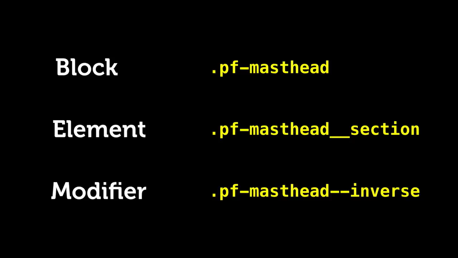A block is the primary block of your component, which, for example, is PF masthead in this case. An element is a child of this main component, in this case, PF masthead section, and is divided with 2 underscores. And then a modifier is a modifier of the styles of your component, such as, for example, PF masthead inverse, which has 2 hyphens to divide a modifier.